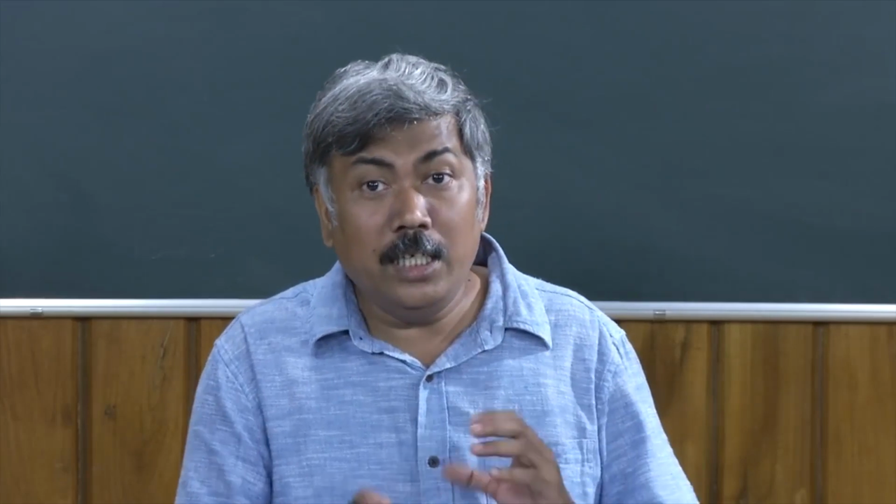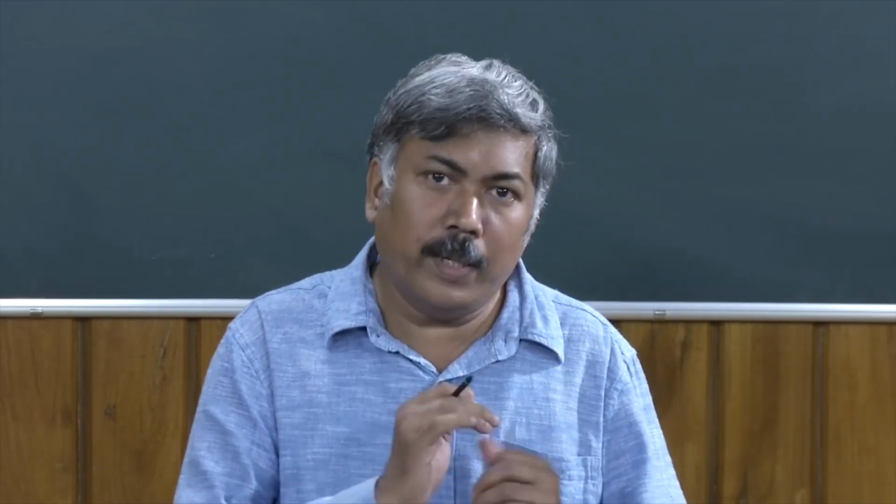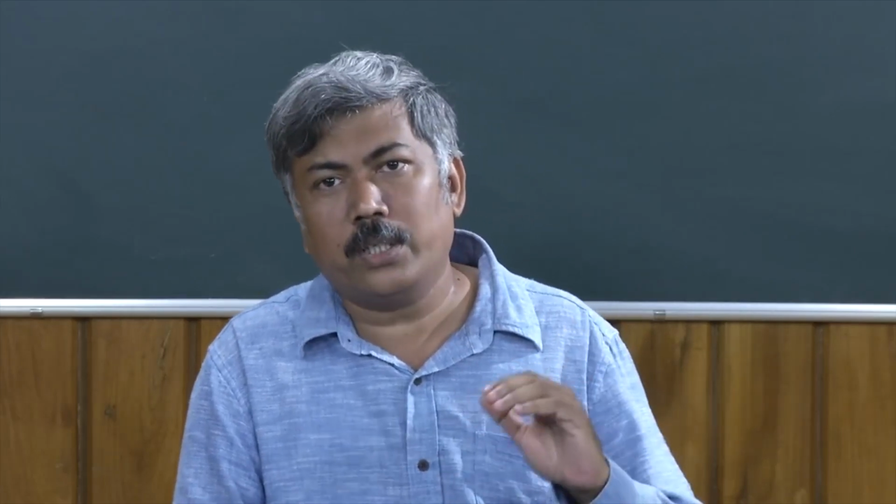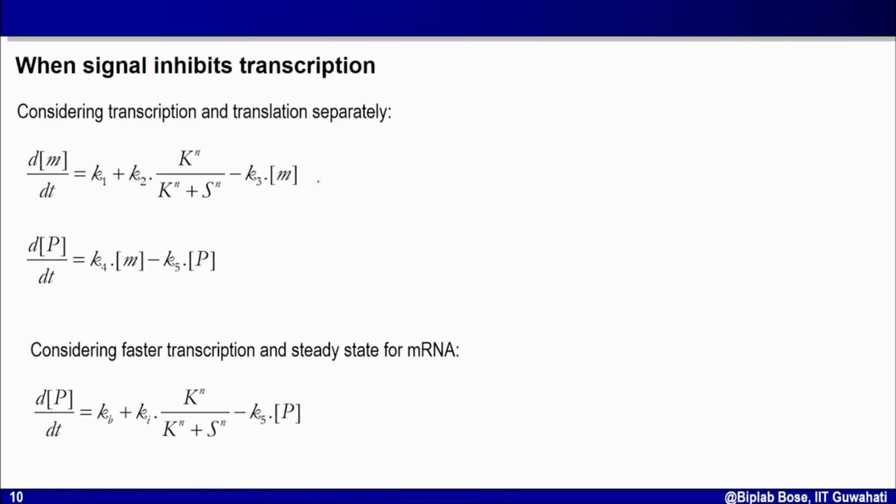Now suppose the signal inhibits my transcription, then I have to use the inverse or negative Hill function, and I can write the ODE the way I have shown here. dM/dt equals K1, that is the rate of leaky expression, plus K2 into the negative Hill function here, minus K3 into M. K3 into M is nothing but the rate of first order degradation of mRNA.